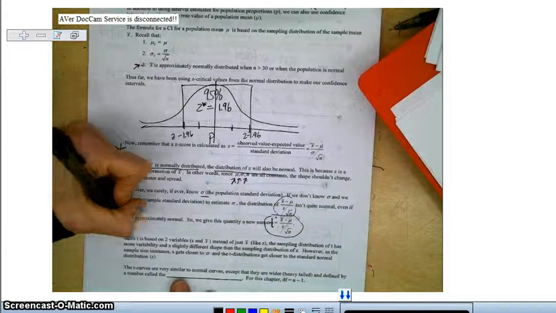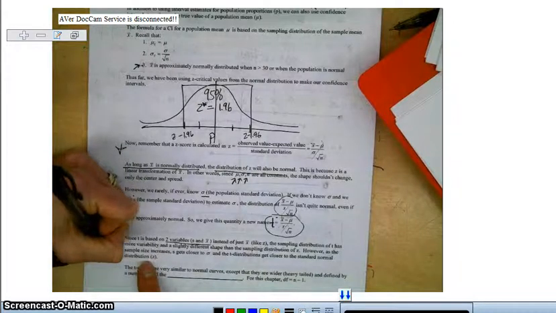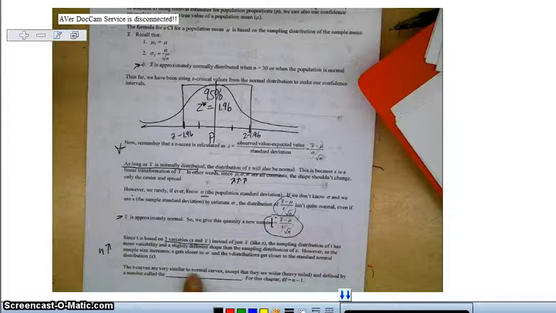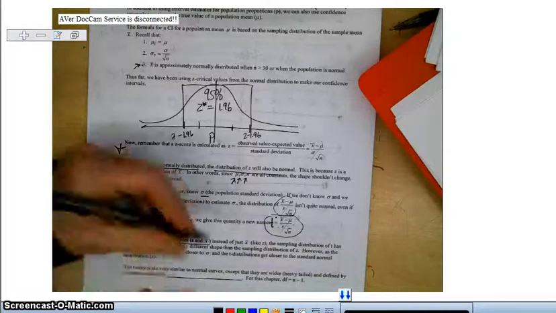All right, since t is based on two variables, the sample standard deviation and the mean, instead of just x bar like z is, the sampling distribution of t has more variability and a slightly different shape than the sampling distribution of z. However, as the sample size increases, in other words, as n gets larger, S gets closer to sigma, and the t distribution gets closer to the standard normal distribution. Okay, t curves are very similar to the normal curves, except that they are wider, heavy-tailed, and defined by a number called the degrees of freedom.